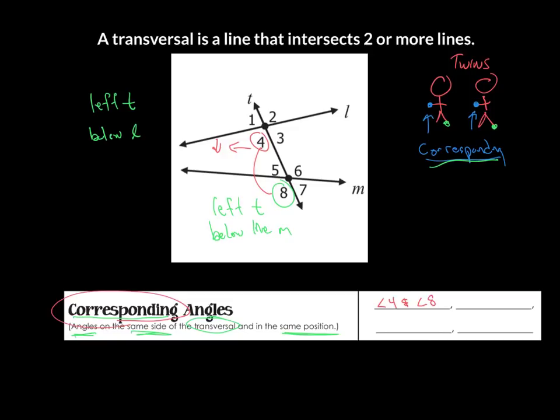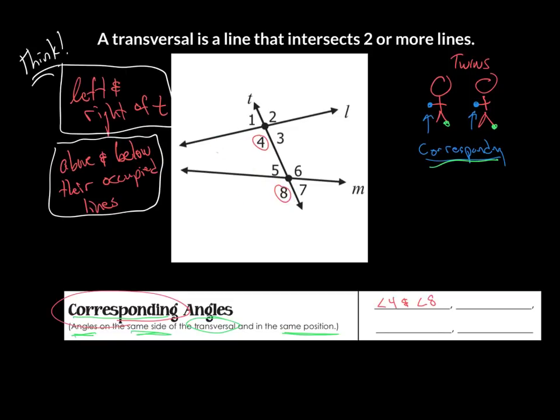Let's see who else is. So what we want to do is think about this idea of left or right of the transversal and above or below their occupied lines. So here's our transversal, line M, line L. So 4 and 8 were to the left and down. Who's to the left and above? 1 and 5. So angle 1 and angle 5 are also corresponding angles. Those were both the sets to the left. How about to the right?